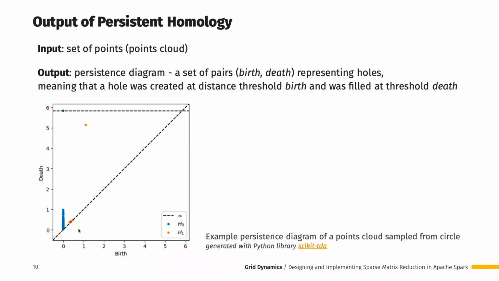So these are noise in the data. And the blue dots represent the number of connected components of a shape, where one connected component is here, born at birth 0 and never died, because this line represents infinity in the output of this library, which is scikit-TDA.